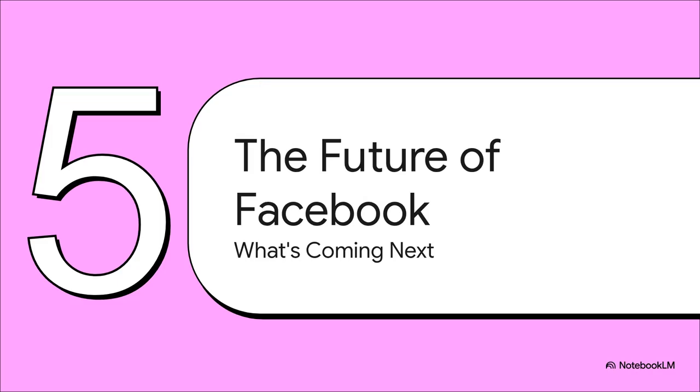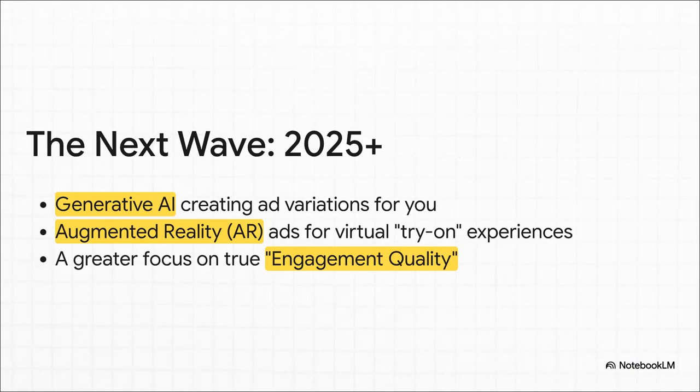All right, last section. Let's look ahead and see where this whole thing is going. Because staying ahead of the curve is what really separates the good marketers from the great ones. So what's coming next? Think generative AI just creating ad variations for you. Or augmented reality ads that let you virtually try on a pair of sunglasses from your couch. And it's all moving towards rewarding genuine, quality engagement, not just mindless, cheap clicks.